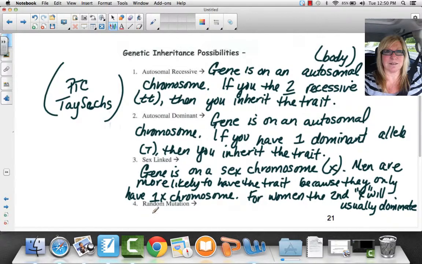Random mutation means exactly what it sounds like. It occurs at random, and it is not inherited.